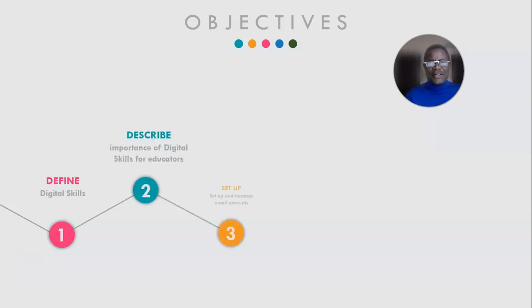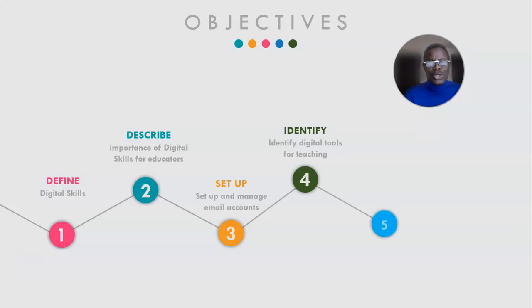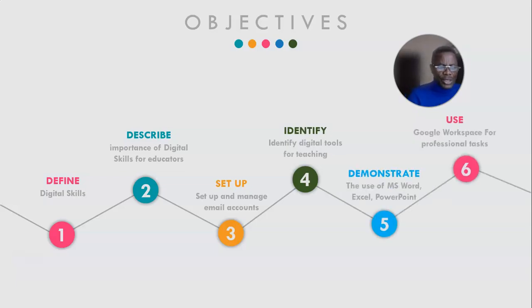So what are the objectives of the course? At the end of this course, you should be able to define digital skills, to describe the importance of digital skills in education, to set up email as well as manage email. That is where we are going to start our core lessons from. Then you should also be able to identify digital tools for teaching and learning, as well as demonstrate the use of Microsoft Word, Microsoft Excel, and Microsoft PowerPoint. We are going to touch on them briefly.